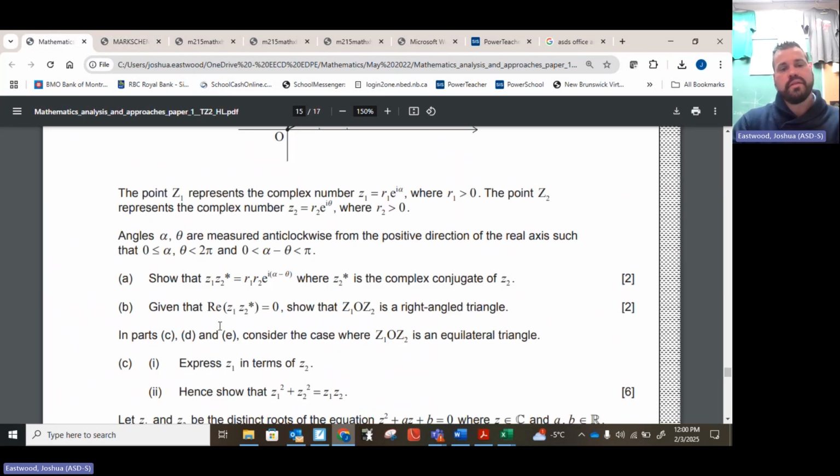Then it says, given that the real part is 0. So this is another example. This happens fairly regularly, where the real part is given and that real part is 0.